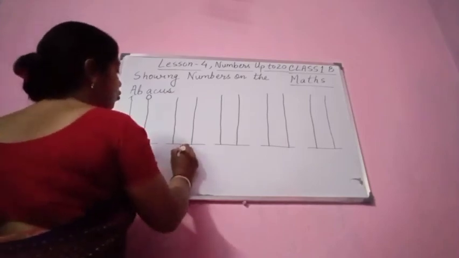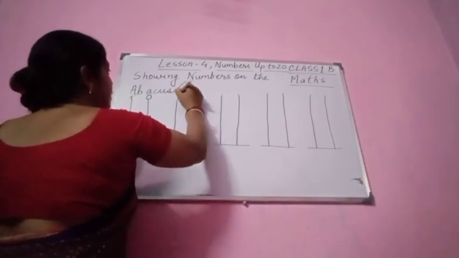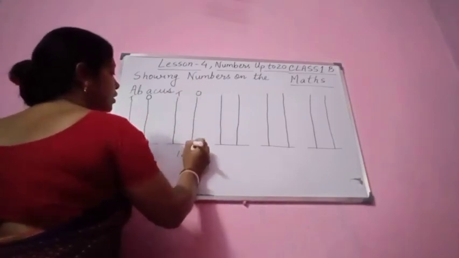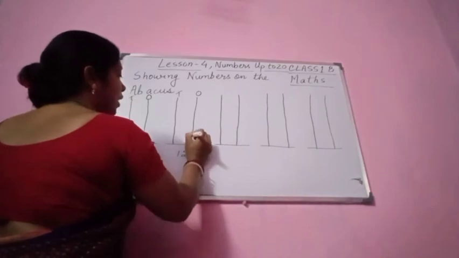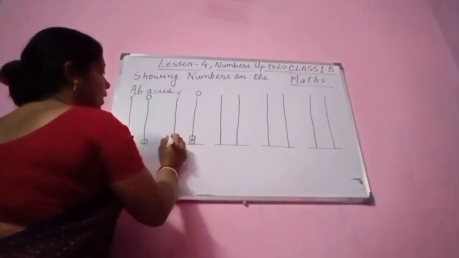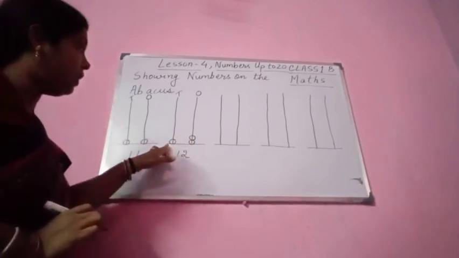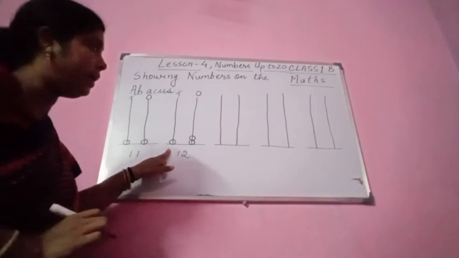Okay, next one you see 12. So how are we going to represent this? One sentence we will be writing here. So you see 2 ones. 12 means 1 ten and 2 ones. So 2 ones and 1 ten. 1 ten means 10. Keep this in mind.